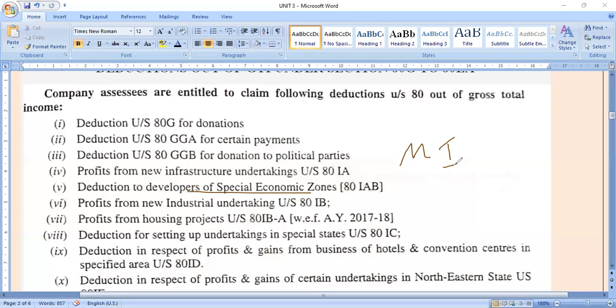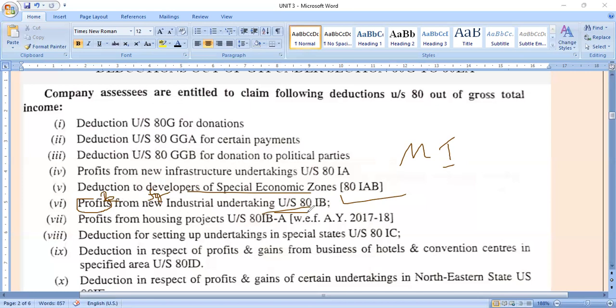Okay. Now coming to the next one, profits from new industrial undertakings. So, this is not profit. Please remember, you correct it. Deductions for setting up new industrial undertakings under section 80IB.